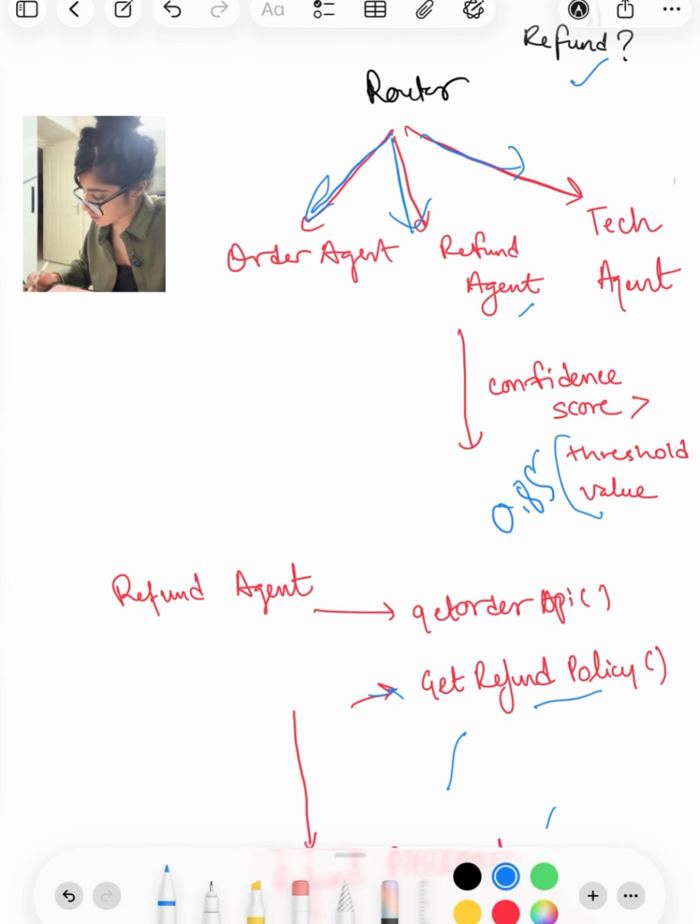Depending on that, action will be taken. So in this video we tried to understand how routing agents work, and in the next video I'll be talking about the third design pattern of AI agents. Till then, keep learning and keep exploring.